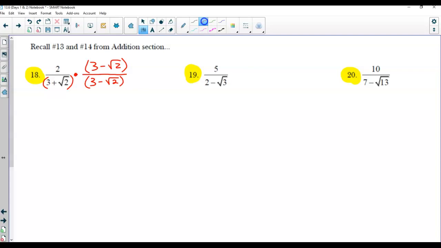Same number over the same number. Then, I'm going to say 2 times 3 is 6. 2 times negative root 2 is negative 2 root 2. And on the bottom, I'm going to say, hey, there's 9.